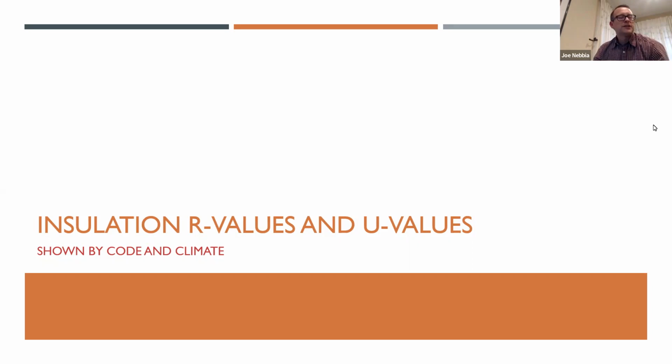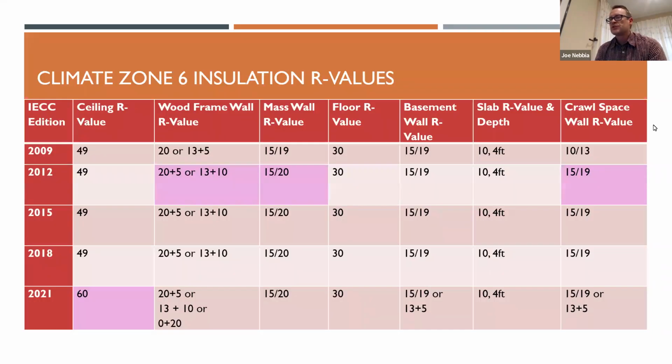Okay, again, feel free to stop me and ask questions if you've got them as we go. The next section is on insulation R values and U values and how those tables in the code will work. So the first table here I've got on Climate Zone 6 shows how the code has changed throughout the years. We saw some change in stringency in this climate zone in 2012. And then in 2021, the big changes in attic insulation or ceiling insulation.